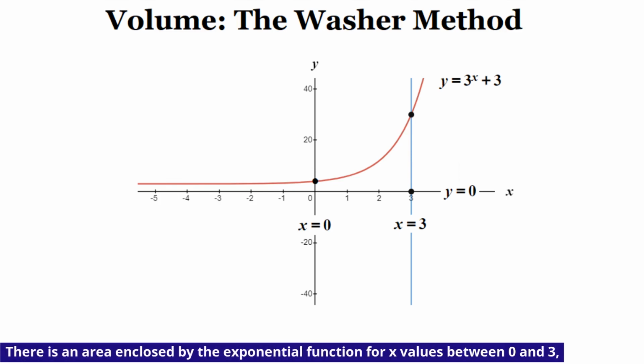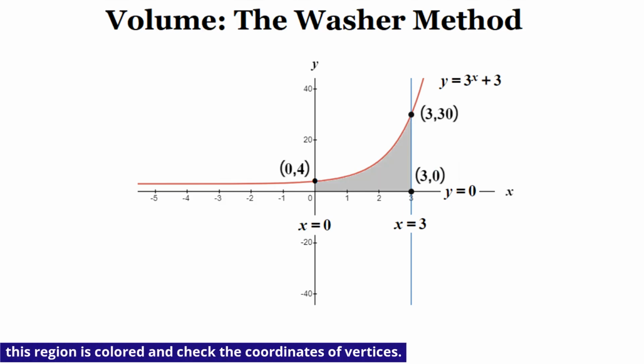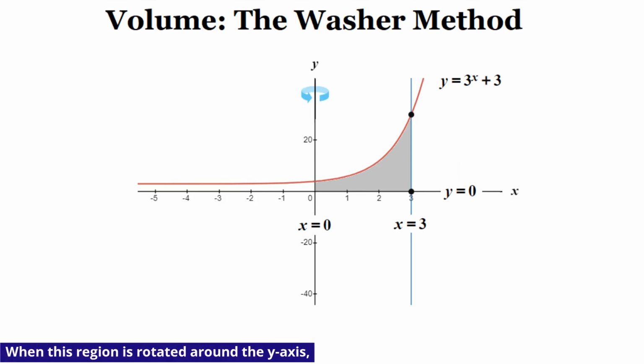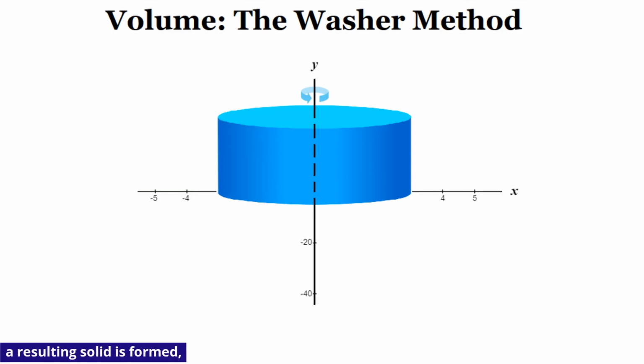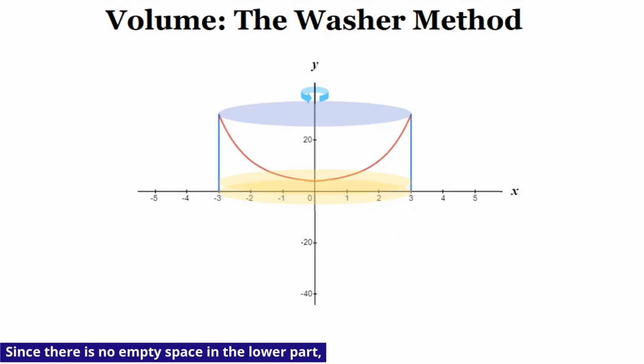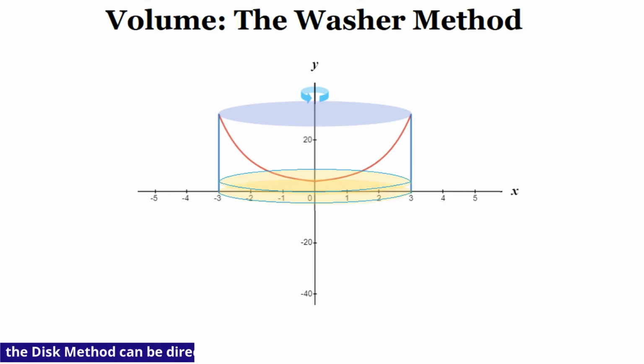There is an area enclosed by the exponential function for x values between 0 and 3. This region is colored and we check the coordinates of the vertices. When this region is rotated around the y-axis, a resulting solid is formed, revealing an empty space within. Since there is no empty space in the lower part, the disk method can be directly applied.